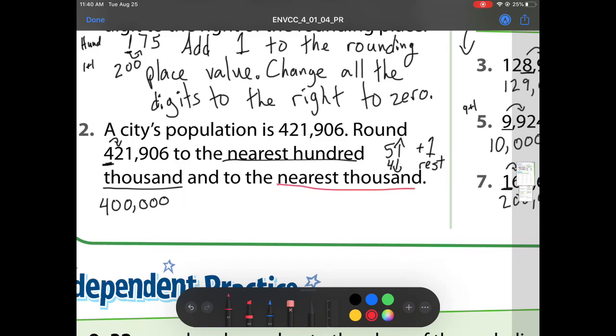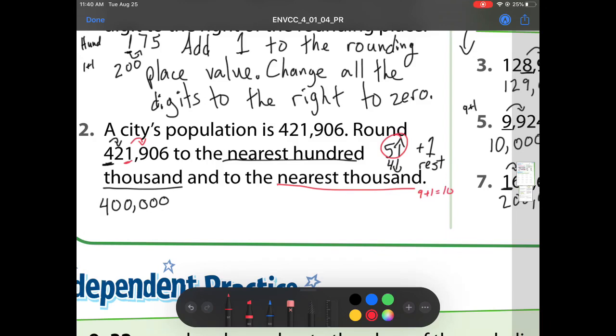For this next one, we're going to round to the nearest 1,000. So we're going to underline that place value and we go next door. That 9 is 5 or more, so we need to add 1 to it. So we have 9 plus 1 is 10.